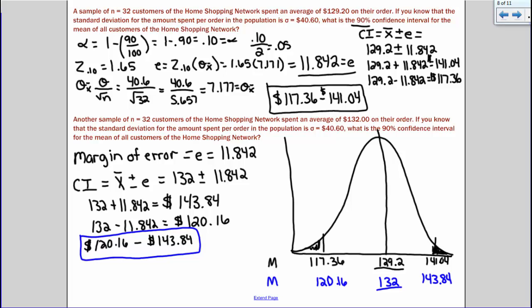So what the confidence level of 90% tells you is that you can expect 90% of all sample means you could possibly select from the population to result in a confidence interval that includes the true population mean. So take a look at this.